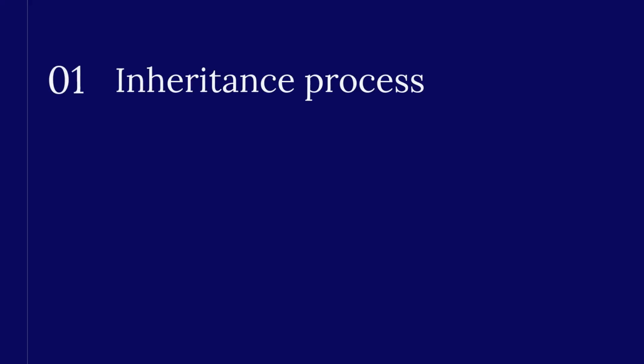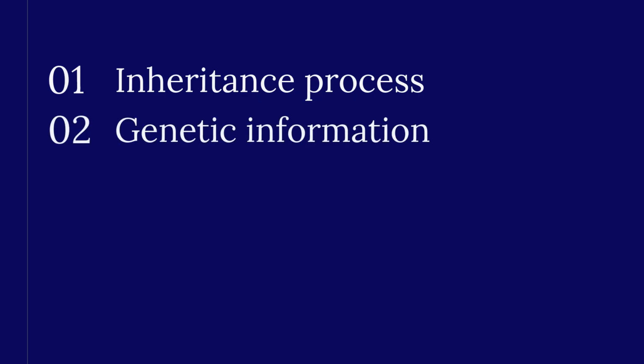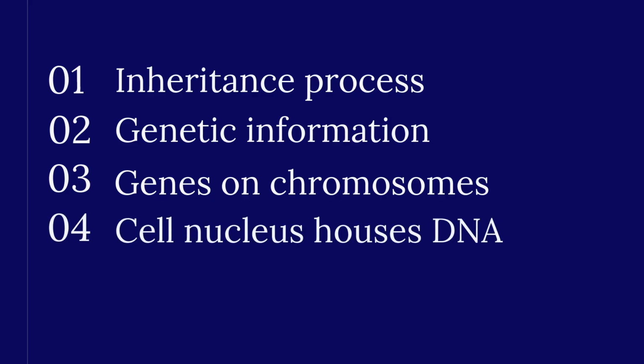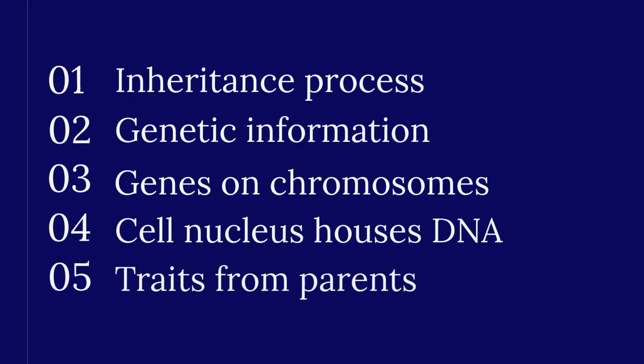Inheritance is the process of passing genetic information from parents to offspring. This information resides in genes, segments of DNA on chromosomes. Each cell nucleus houses these chromosomes. The inherited gene combination from both parents shapes individual traits. Characteristics like eye color and height are determined this way.